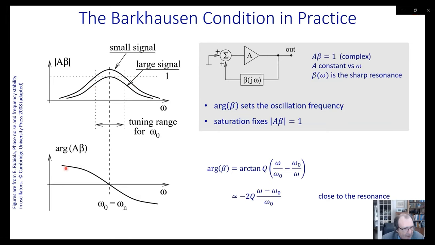And then we have the phase. So in practice, the Barkhausen condition is the phase condition, or the phase of the resonator sets the resonant frequency, and then we need a gain greater than 1, and saturation fixes the absolute value equal to 1.